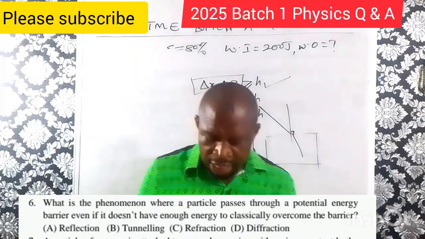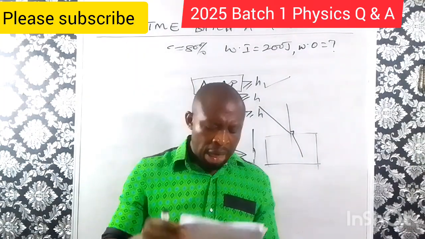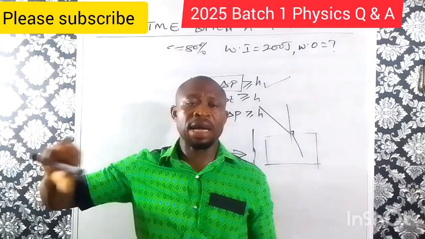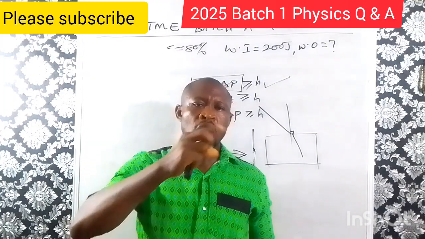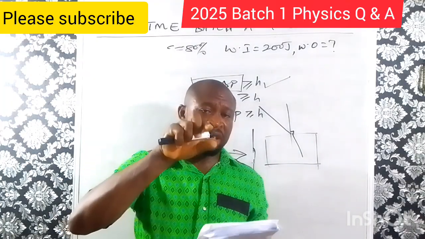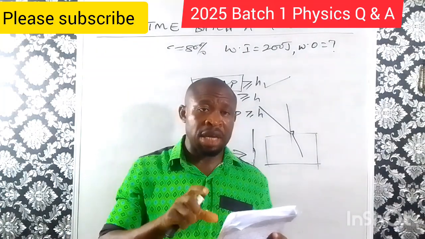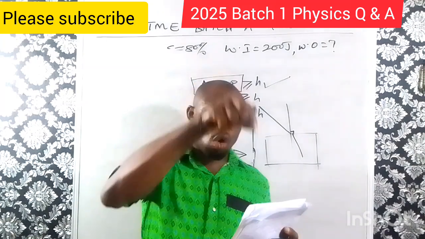So tunneling is the correct answer option. Now we move to the next one. Please, I may not be able to get all of them. Remember, these things are in types. So if you did not meet all of these, please note that this one is maybe not the one you wrote.